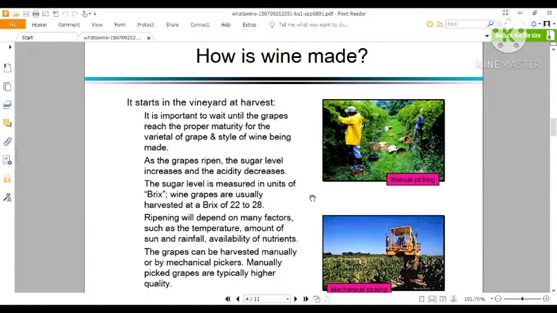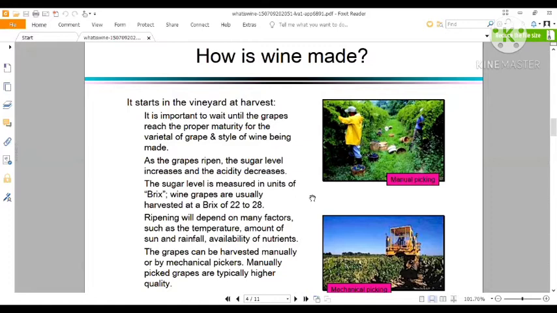The sugar level is measured by a unit named Brix. It is very important. Brix is a unit to measure the level of sugar content in grapes. Wine grapes are usually harvested at a Brix of 22 to 28. So make sure that 22 to 28 is the level of measuring the sugar in the grapes.